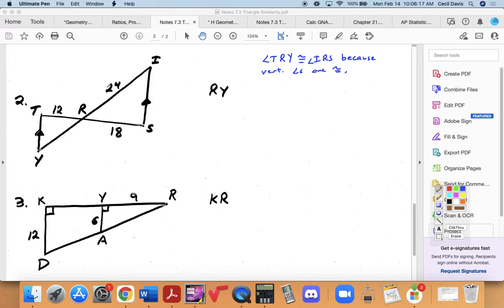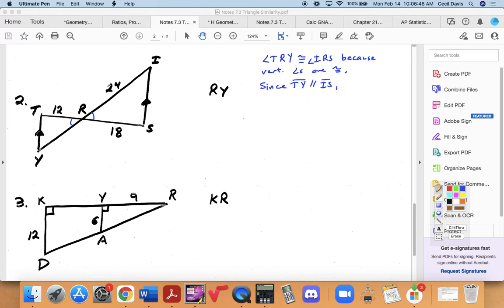What else were we told here in the diagram? Yes? That TY is parallel to IS. Okay, so since TY is parallel to IS, what conclusion can we make then? If those two are parallel, what angles are going to be congruent?